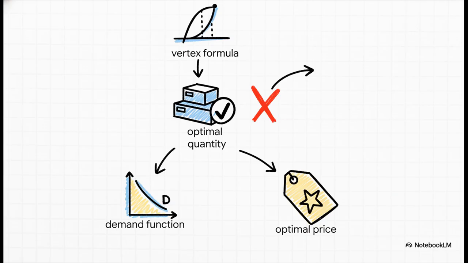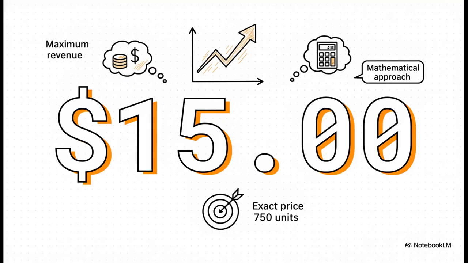To figure out the right price to charge, we have to take that optimal quantity, 750, and plug it back into our original demand function, which, if you recall, is the equation that defines the relationship between price and quantity. And when we perform that calculation, 1500 minus 750, and then divide that result by 50, we get a price of $15. This is our optimal price point. At this exact price, our model predicts that we can expect to sell exactly 750 units, and in doing so, achieve our maximum possible revenue.